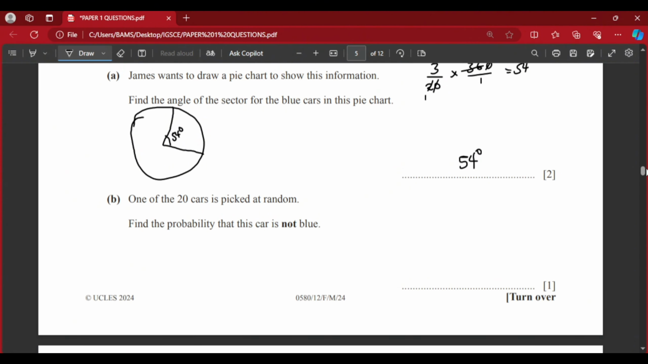The next question now says that one of the 20 cars is picked at random. What is the probability that it is not blue? So now, probability of success plus the probability of failure is equal to 1, right? So the probability of failure, which is not blue, is equal to 1 minus the probability of success. Probability of success is that we pick 3, that's blue, out of all of the 20. So using the LCM of 20, that is 20 minus 3, which is what? 17 over 20. So the probability that it is not blue is 17 out of 20. Okay, so yeah.